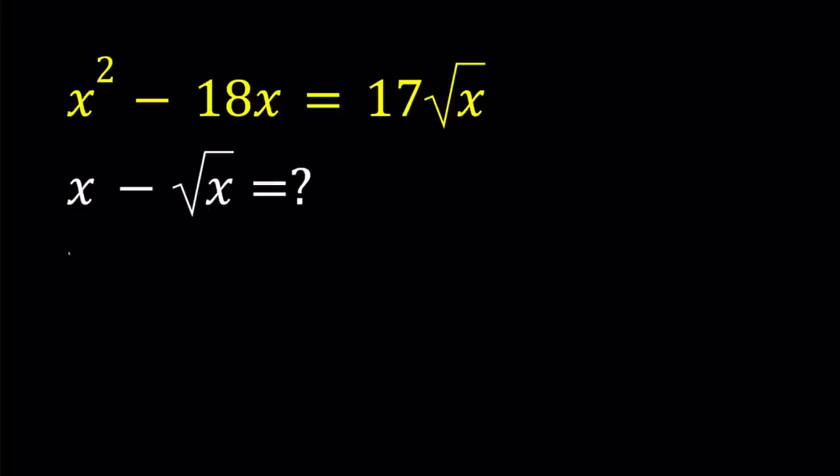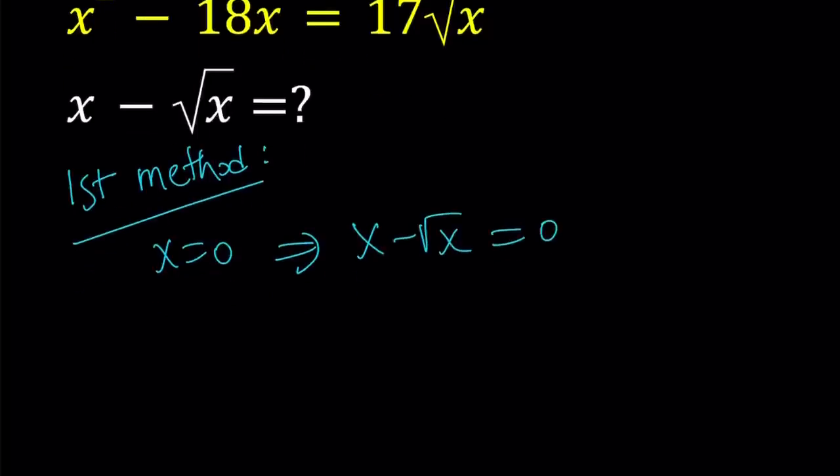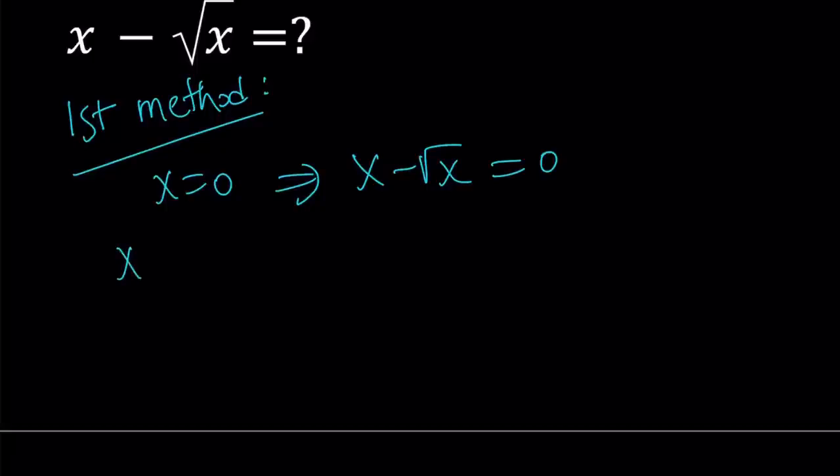My first method can also be called no pain, no gain. First of all, notice that if x is equal to 0, then this equation is going to be satisfied because 0 equals 0. And if you plug in 0 for x, then you get 0 as well. So our expression is going to equal 0 if x is equal to 0. Now let's take a look at the case where x does not equal 0. What happens in that case?